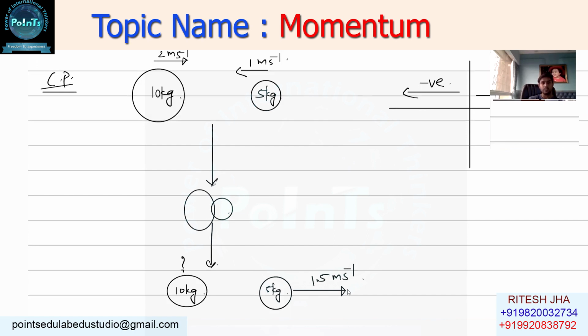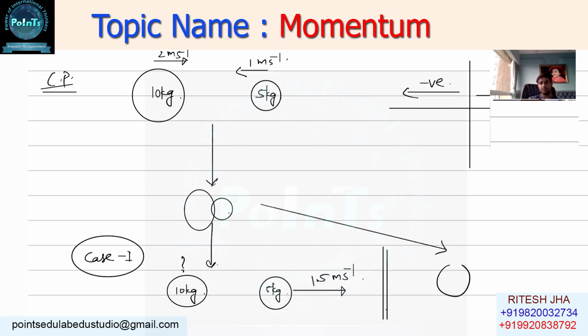Okay, so this is case one. There is another case, we'll keep it separate. After collision, both of them start moving together. They stick to each other. And then they start moving with a specific velocity v. So what is that velocity? So these are the two situations, case 1 and case 2. Determine the velocity of the 10 kilogram block in the first case, and the combined velocity of the 10 and 5 kilogram blocks in the second case.